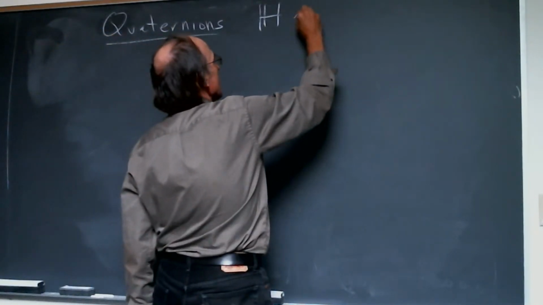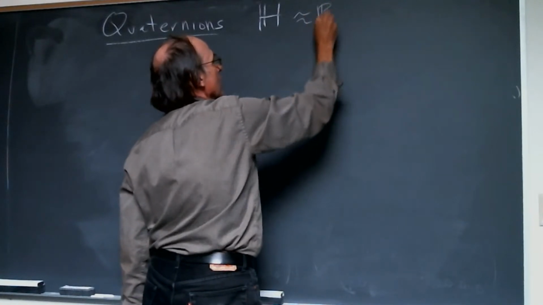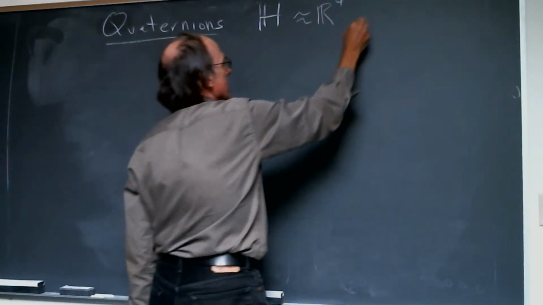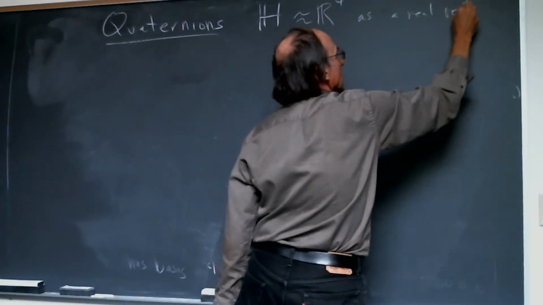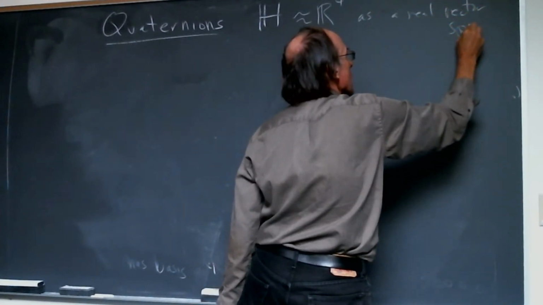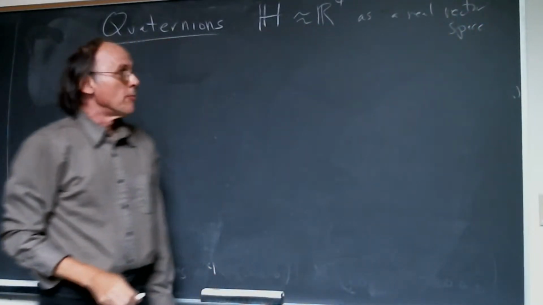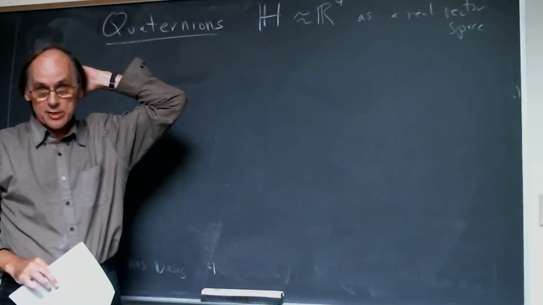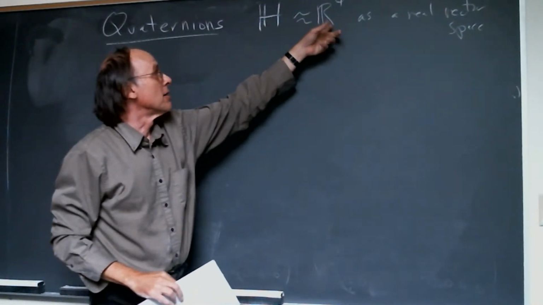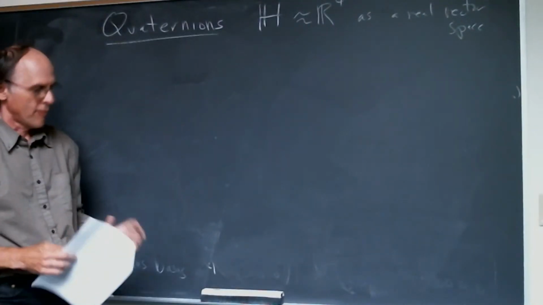It's isomorphic just as a real vector space. Just as the complex numbers are isomorphic to R^2 as a real vector space, here these guys are isomorphic to R^4.